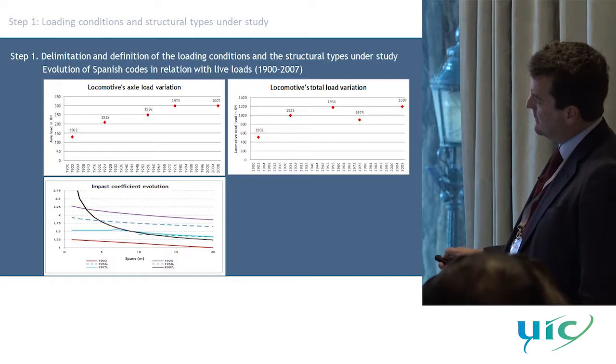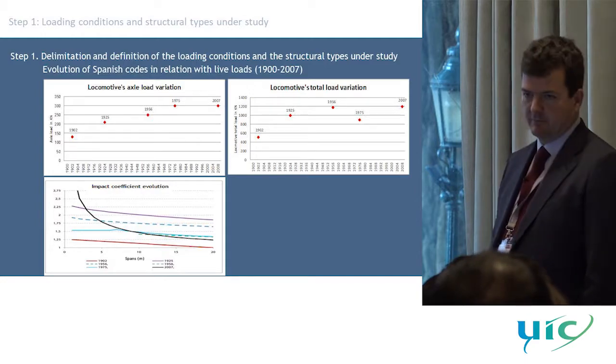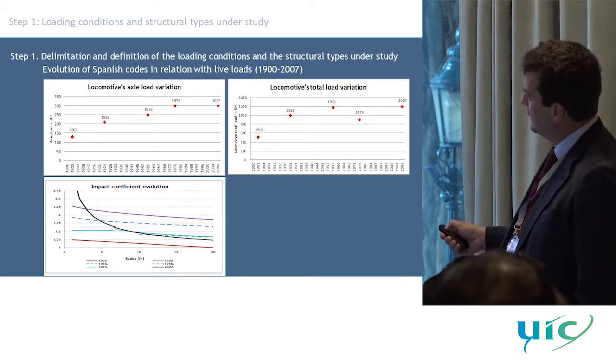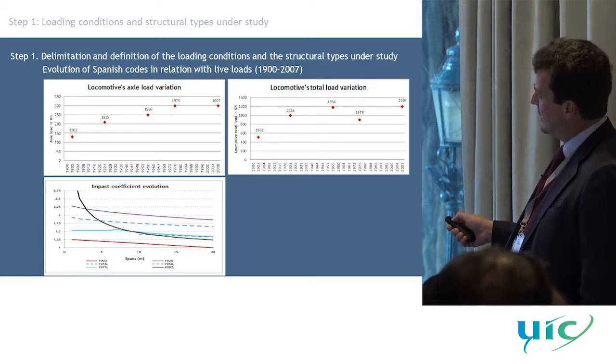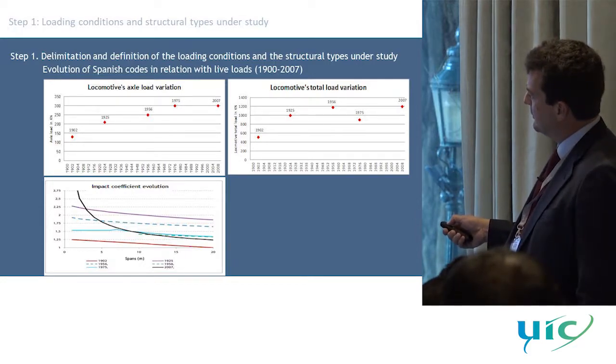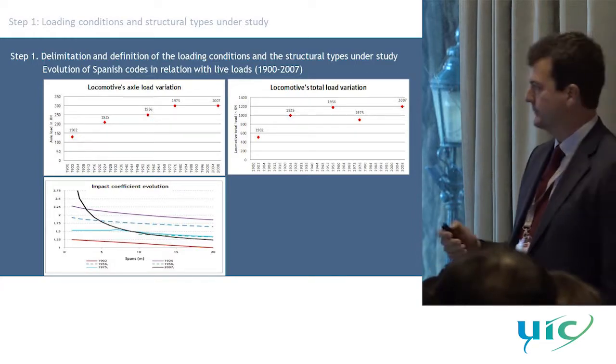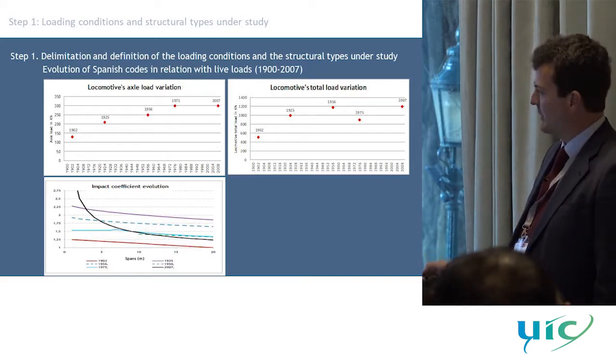So this is the axle load that we have. Now we double it. It's 2 times, which is quite representative. If we look at the total live load, the total weight of the locomotive, it was about 450. Now it's 1,200. Again, it's more than double. So we have to bear this in mind.